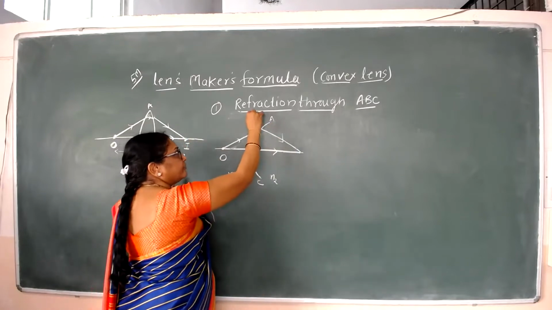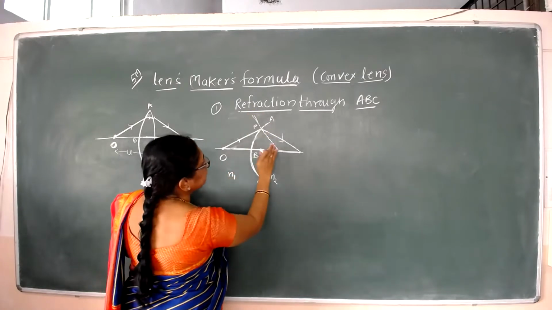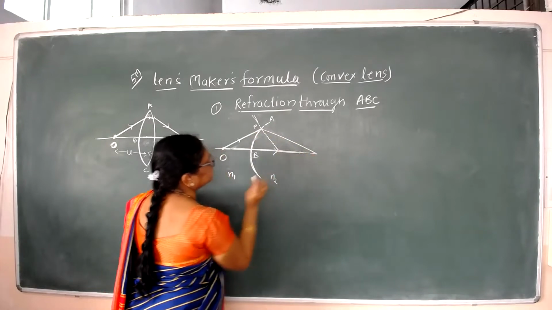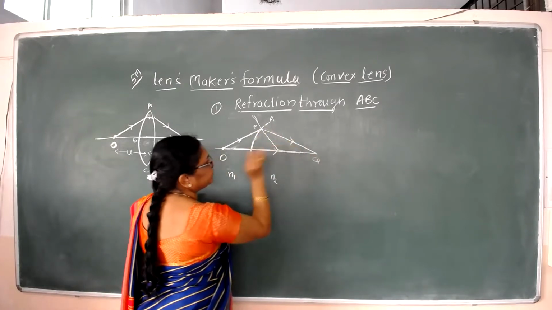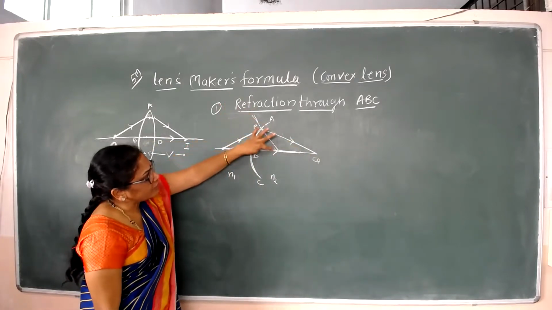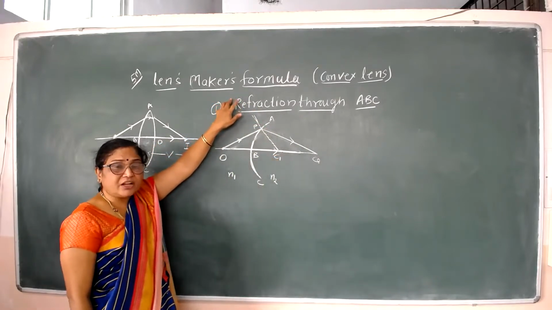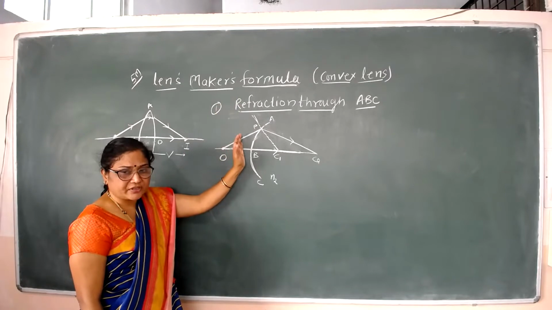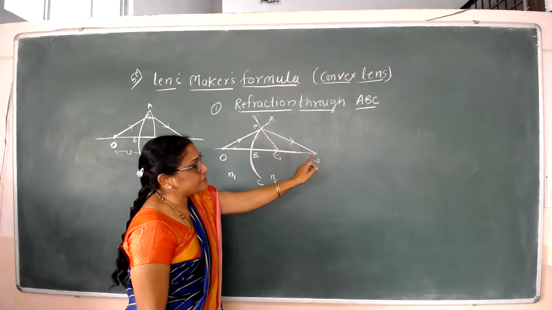Draw a normal at the point of incidence. Suppose this is OP, the incident ray. This is P. Q is the refracted ray. Then here, this normal passes through the center of curvature for the first surface. We know that in the convex spherical surface, there are two centers of curvature and two radii of curvature. So here, when the ray of light is incident on this, it is refracted and we have got the image at the point Q.